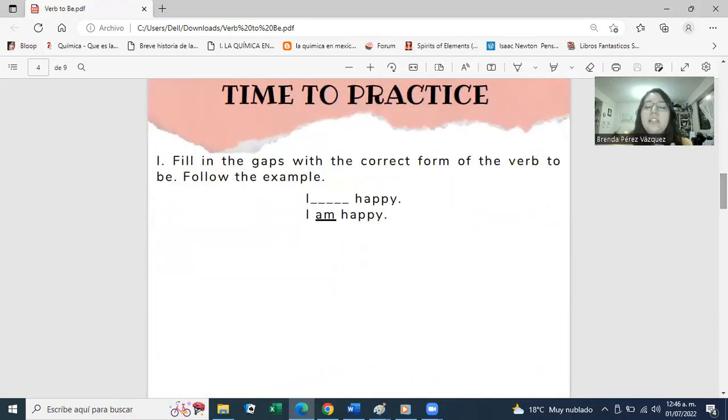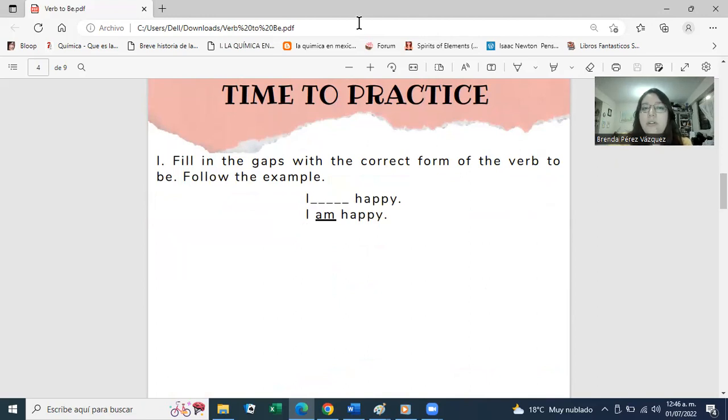Time to practice. The instructions are, fill in the gaps with the correct form of the verb to be. Follow the example. Tenemos number 1, I, space, happy. We have to fill it. ¿Cuál va con I? Am. And that would lead to, I am happy.